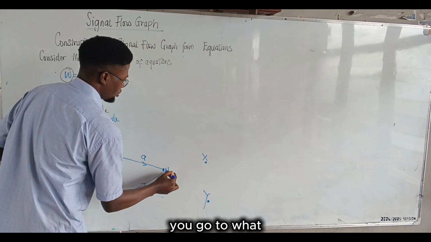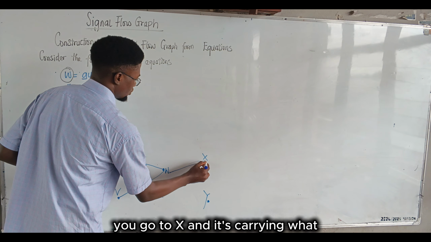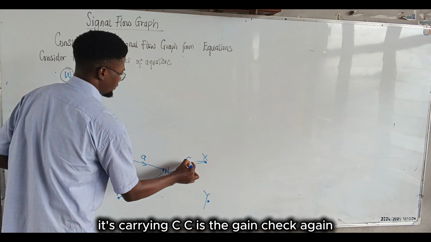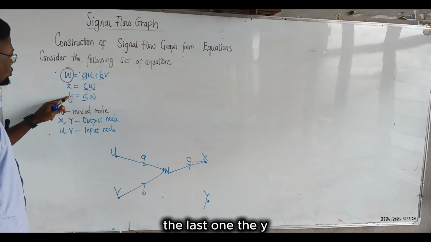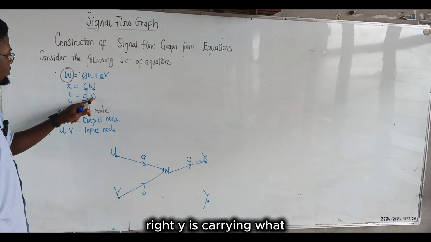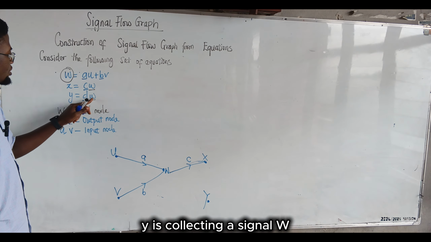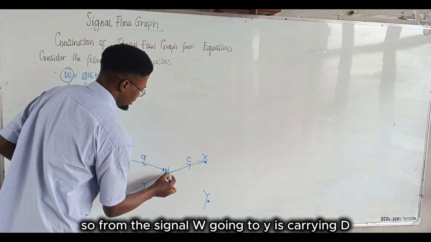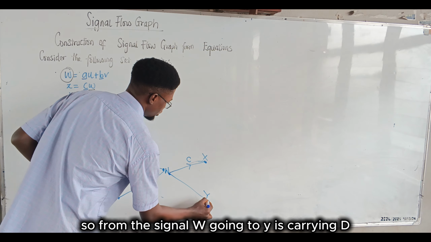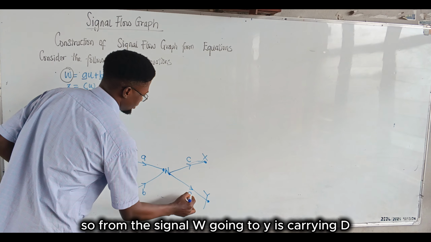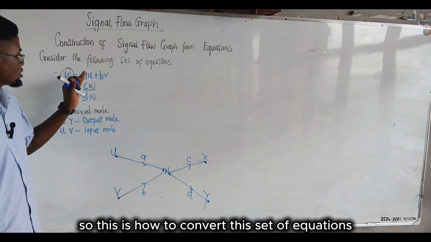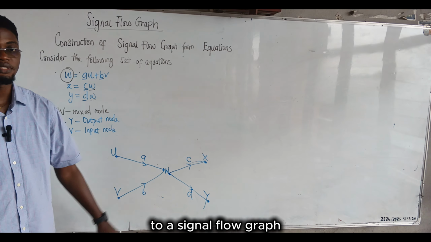So from W we go to X and it's carrying C. C is the gain. Check again the last one, the Y. Y is collecting a signal W and W is carrying D. So from this signal W going to Y is carrying D. So this is how to convert this set of equations to a signal flow graph.